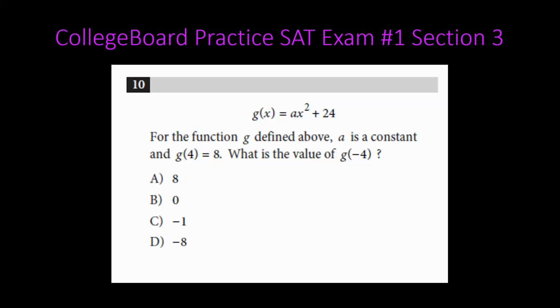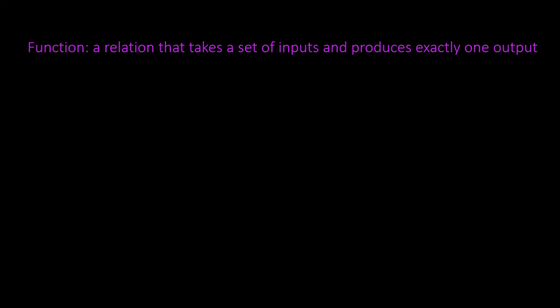Let's start by going over the definition of a function. A function is a relation that takes a set of inputs and produces exactly one output. To illustrate this, you may be familiar with the black box metaphor, or in our case, an orange box. When you push a value x through this box, which is our function g, you get exactly one value, g of x, out. A more intuitive way to represent this idea is to think of a camera.